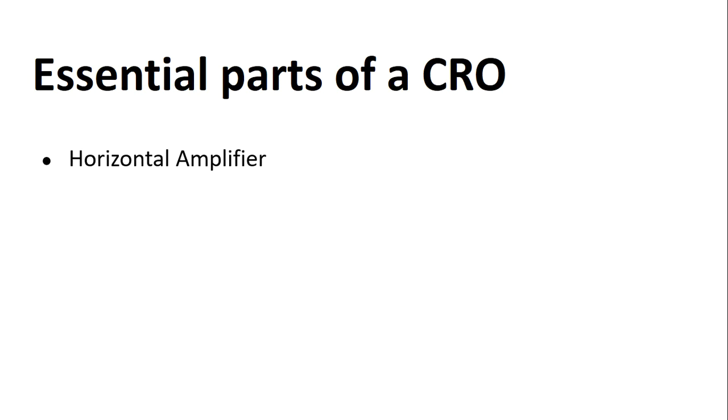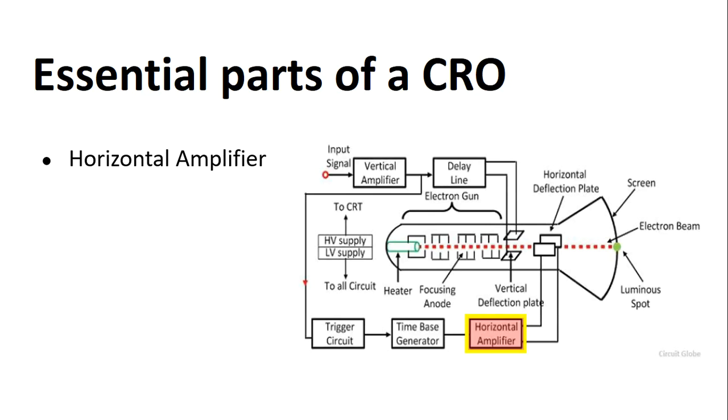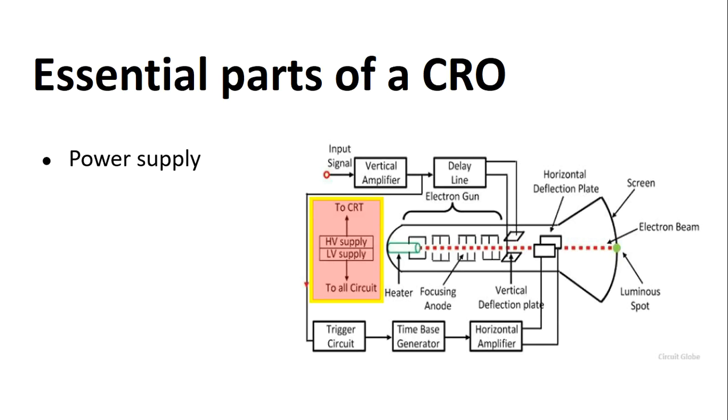Next, we have the horizontal amplifier. It amplifies the sawtooth signal and then connects it to the horizontal deflection plates of the CRT. Another important part of the CRO is the power supply. Every instrument needs a power supply to work. The power supply provides the voltage required by the CRT to generate and accelerate the electron beam. It also provides the voltage for various stages. The negative as well as the positive voltages are provided by the power supply. There will be a negative high voltage as well as a positive low voltage applied to the CRT and other circuits.